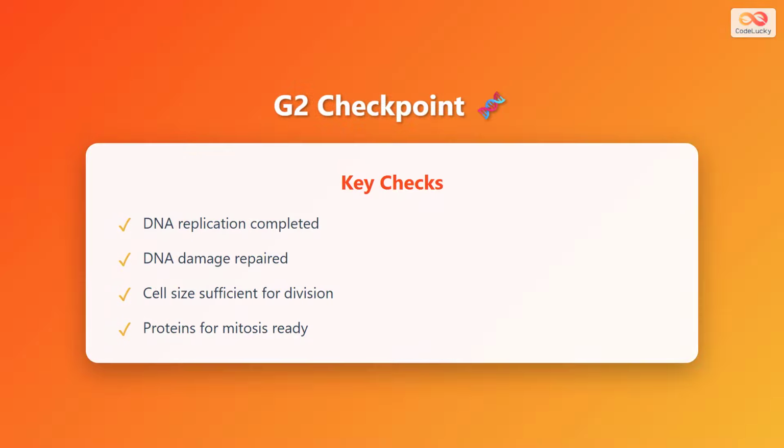The G2 checkpoint occurs after DNA replication, but before mitosis begins. This checkpoint ensures that everything is ready for the complex process of cell division. The cell verifies four key things here. First, has all the DNA been completely replicated? Second, has any DNA damage from replication been properly repaired? Third, is the cell large enough to divide into two viable daughter cells? And fourth, are all the proteins needed for mitosis synthesized and ready? Only when all these conditions are satisfied can the cell enter mitosis.